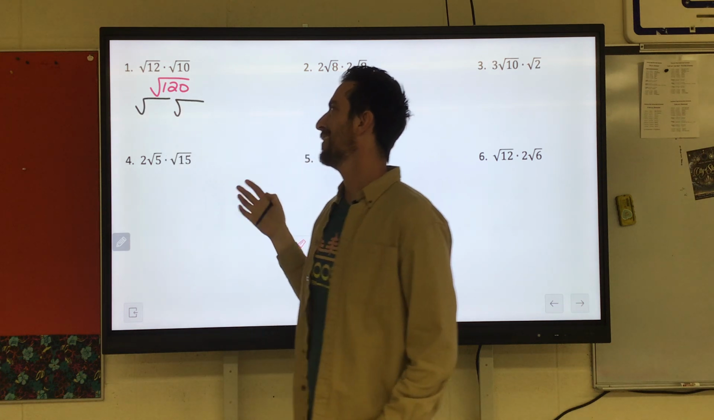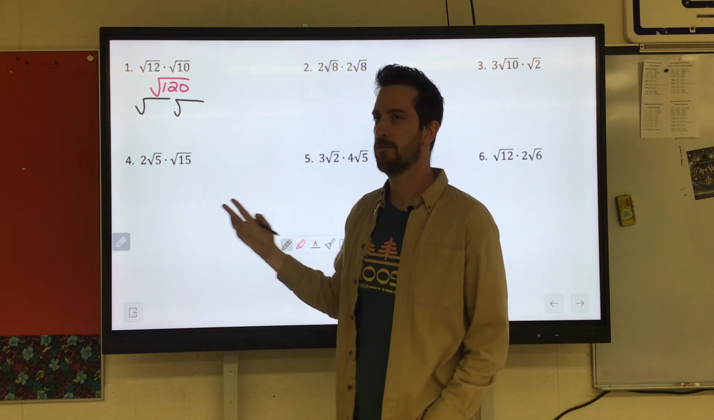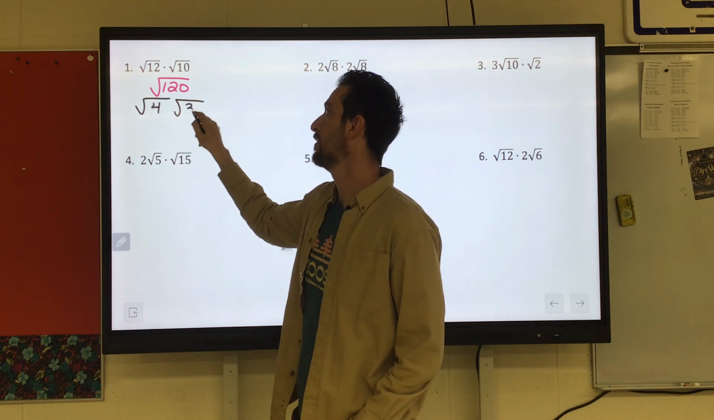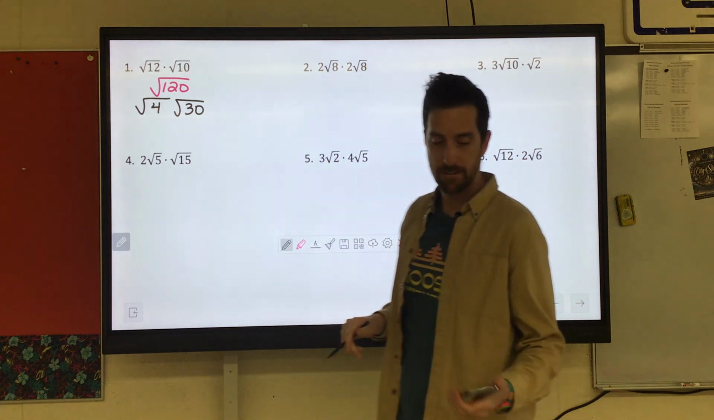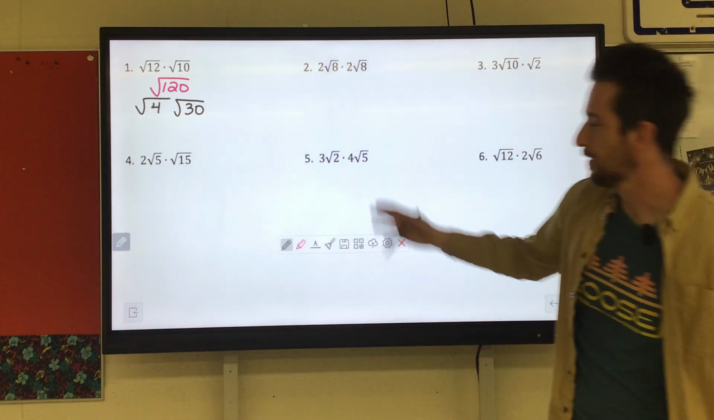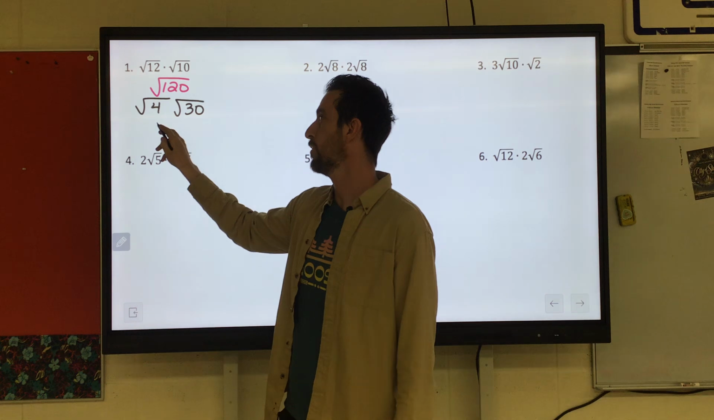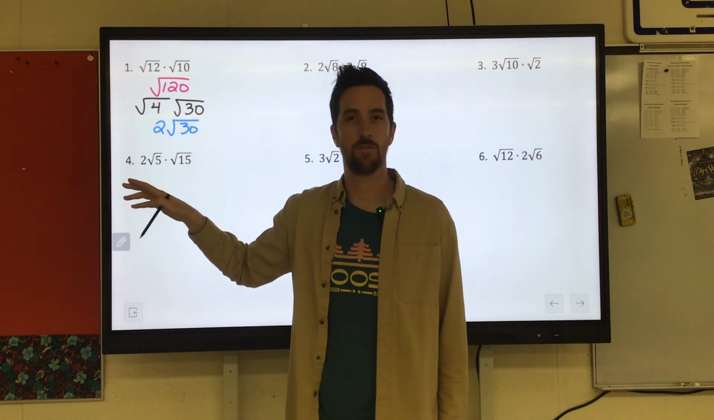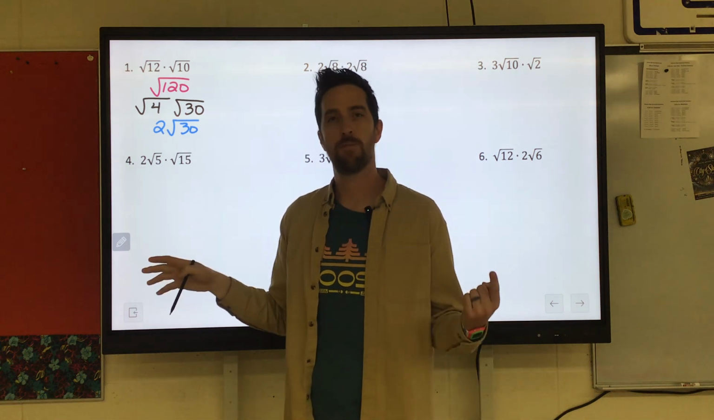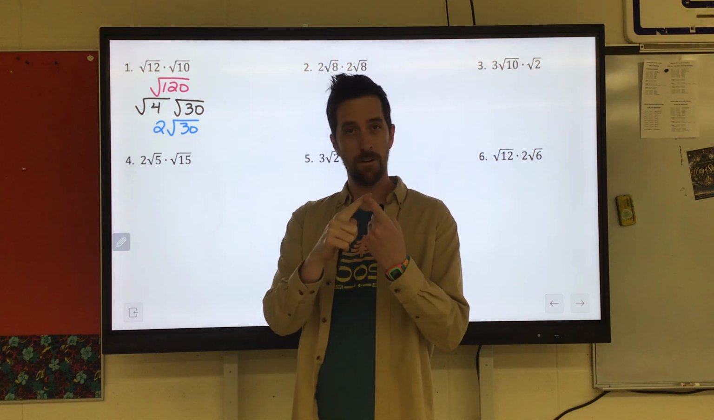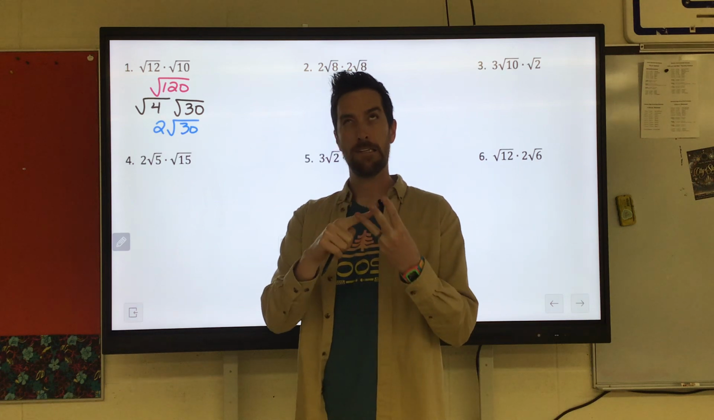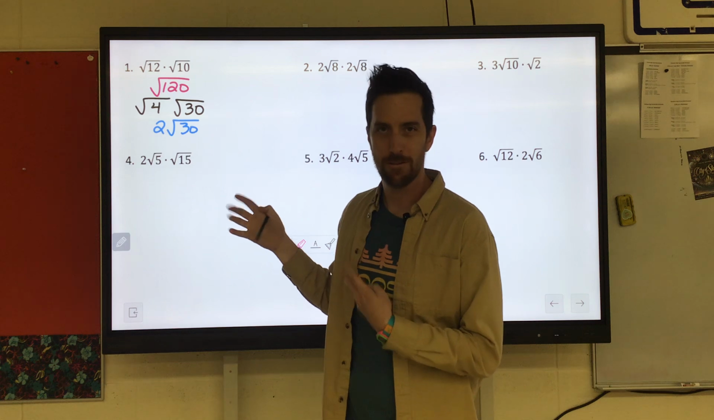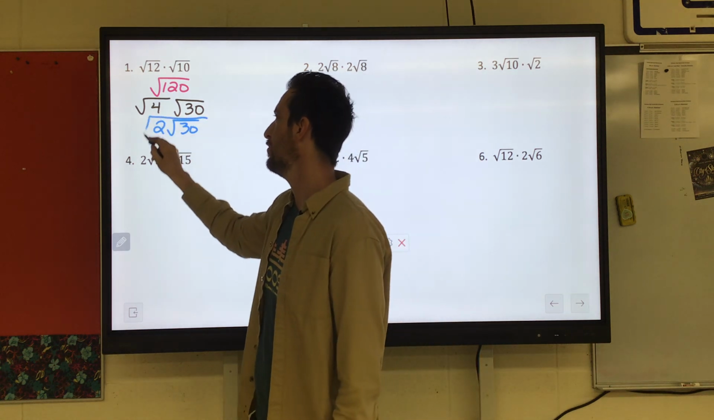So you might look at that and you're like, well, I know 4 goes in there because 4 times 3 is 12. So 4 times 30 would be 120. Right? That's an option. Now the square root of 4 is 2. So we have 2 root 30. Now you do want to check if there are any perfect squares left in 30. So think of perfect squares. You could square root 4, 9, 16, 25. Those are the only ones that are less than 30. None of those go into 30. So we're all done. Woohoo!